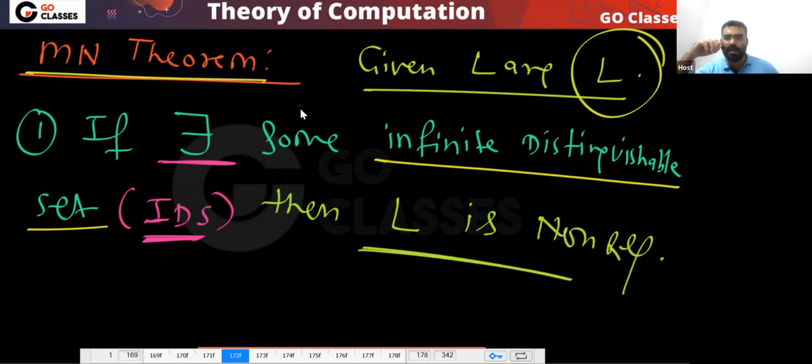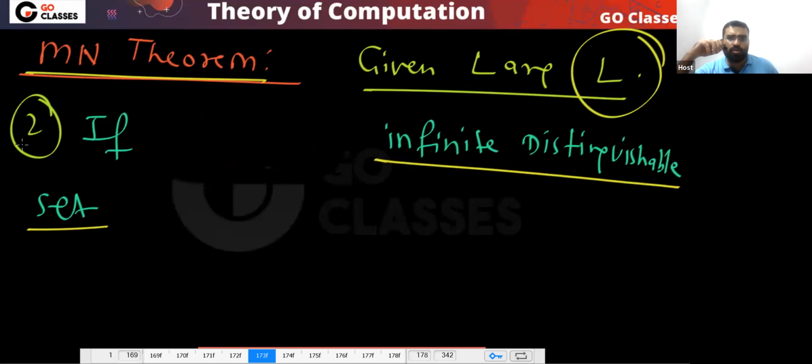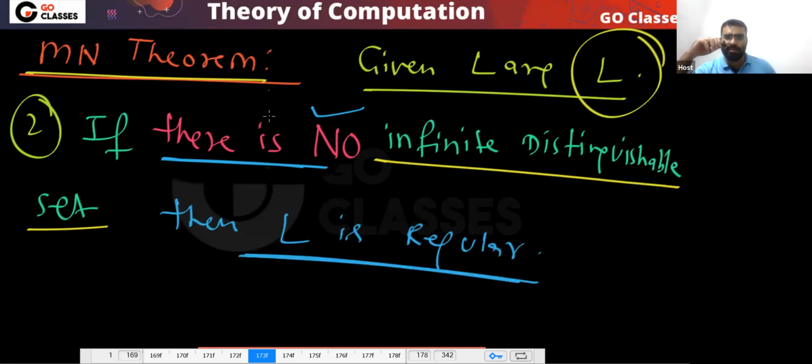Then L is non-regular. And what is another statement? Similarly, if there is no infinite distinguishable set, if there is no infinite set in which you have pairwise distinguishable strings, then L is regular. That's it.